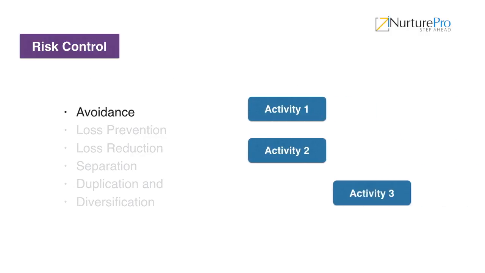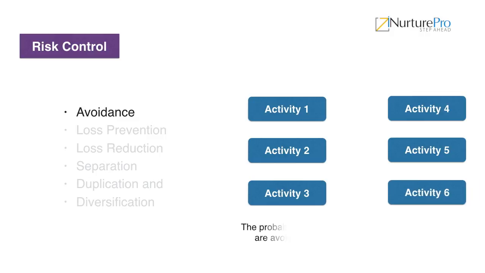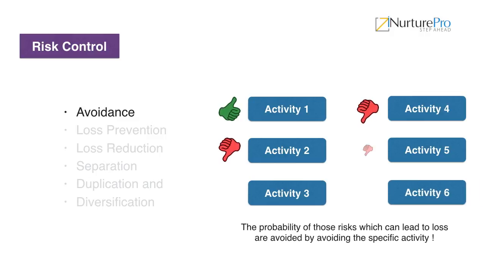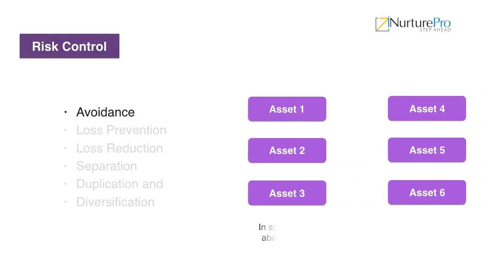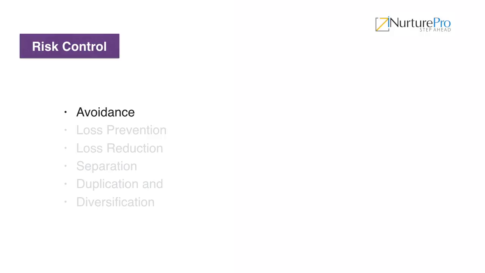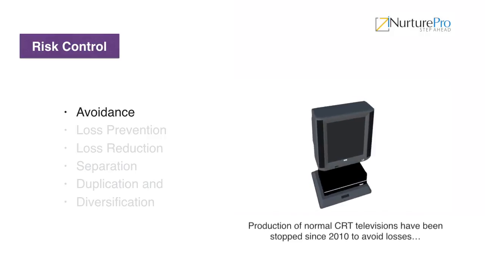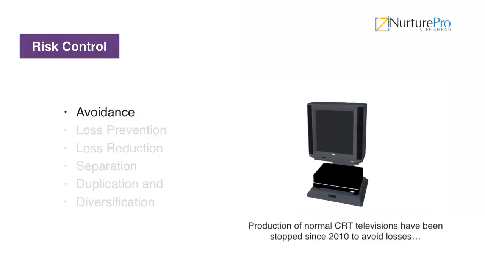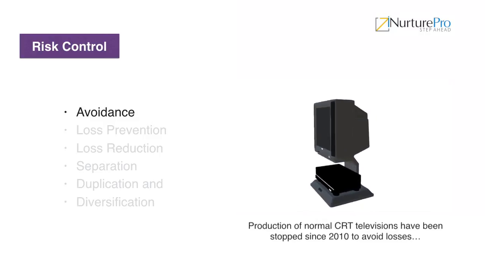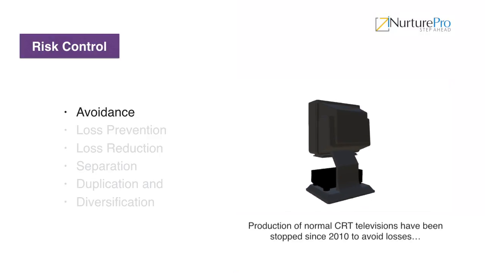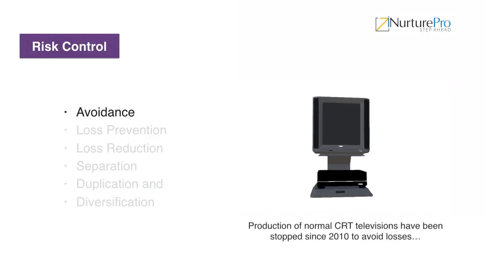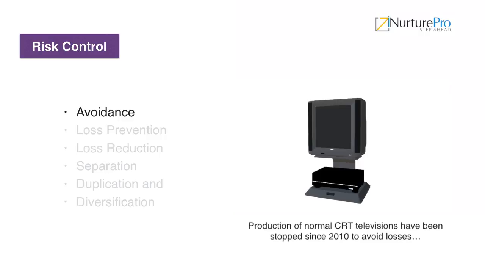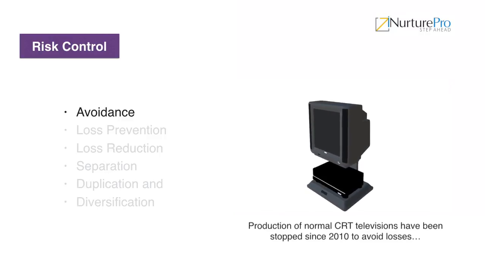Avoidance. In this technique, the probability of those risks which can lead to loss are avoided by not taking up a specific activity. In specific businesses, a particular asset is abandoned to ensure that risk is avoided. For example, consider television manufacturers. Up to 2010, the normal CRT televisions were available in the market. In the last 5 to 6 years, these old models are not available in the market and the production of these models has been avoided or stopped completely. This is a risk control measure taken by manufacturers to prevent loss occurring due to production of old models.